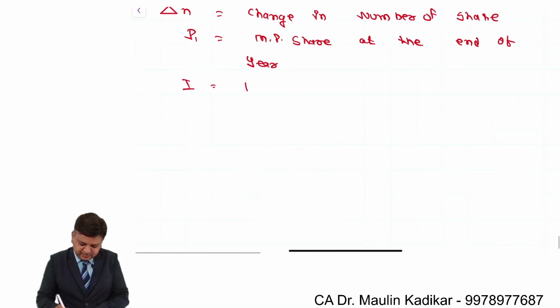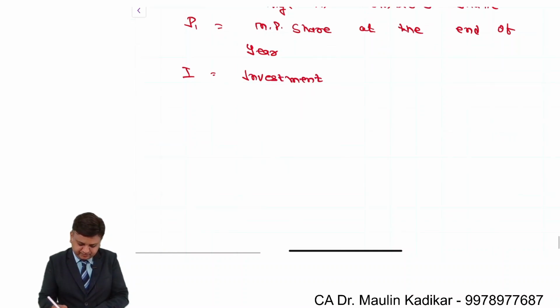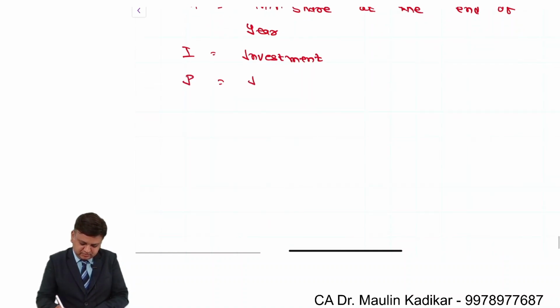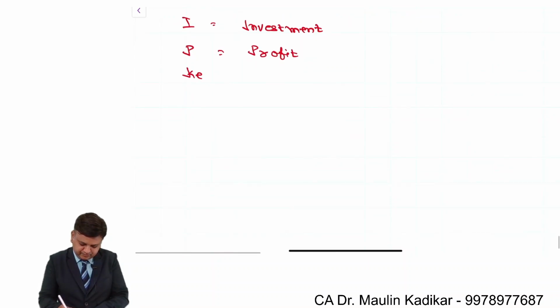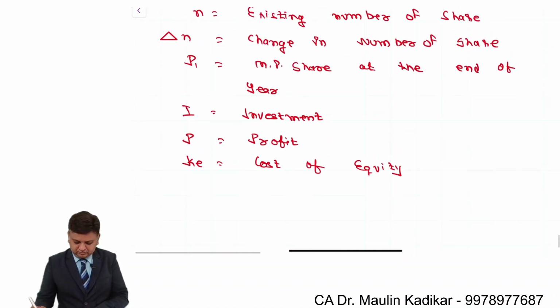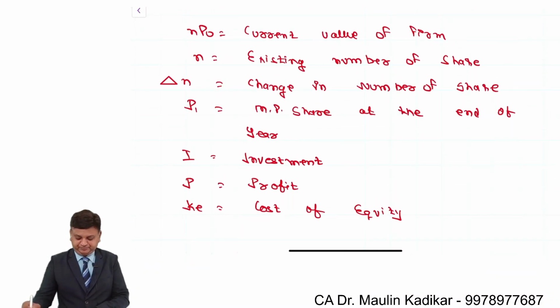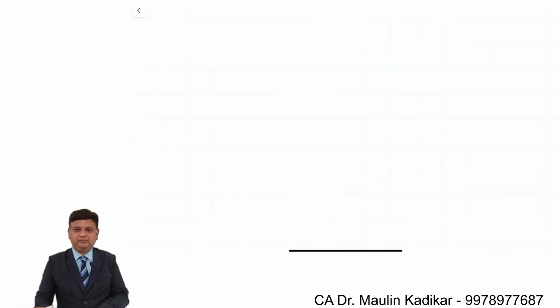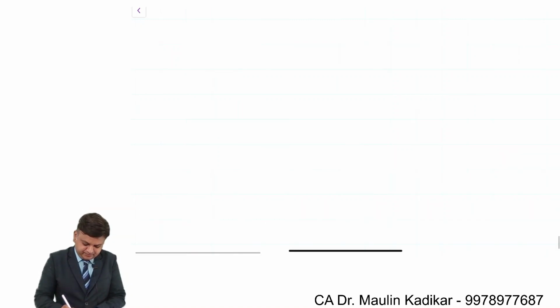I is investment. P is profit. K is cost of equity. This is what we understand. Now, understanding the derivation of the formula. To explain that, I'm just taking a few values.